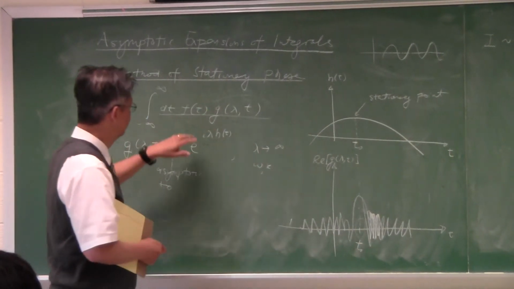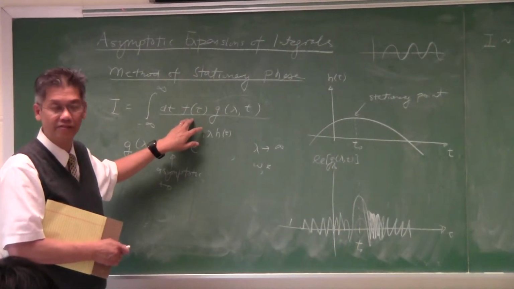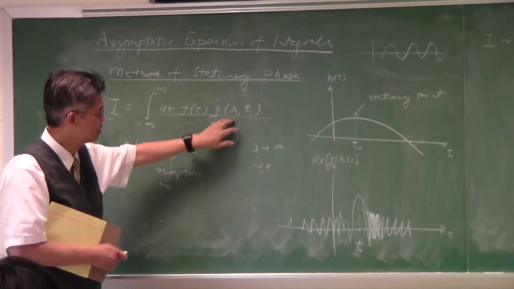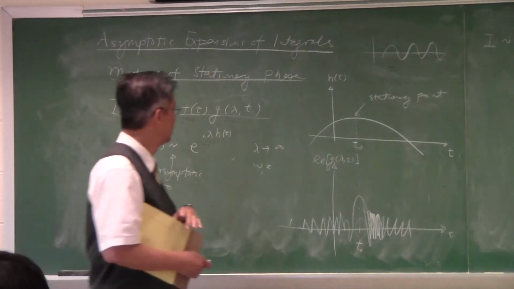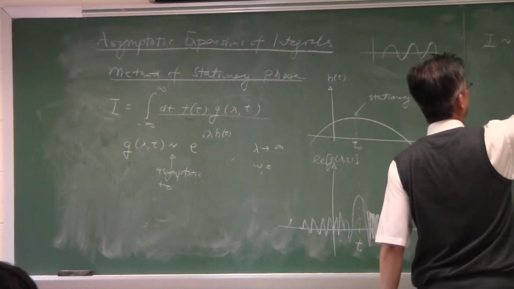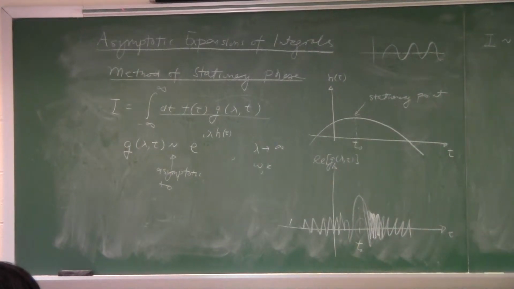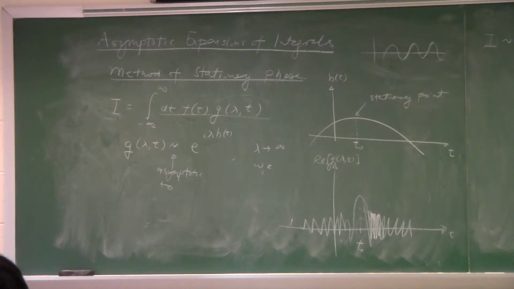So I might as well approximate this slowly varying function. This is slowly varying. It's not affected by lambda. If you make lambda very large, only this becomes rapidly varying. I'm going to take that f(t) out and then evaluate it at the point where it contributes the most, and then just integrate the rest. Okay, that should be true. And this should be true when lambda becomes very large.